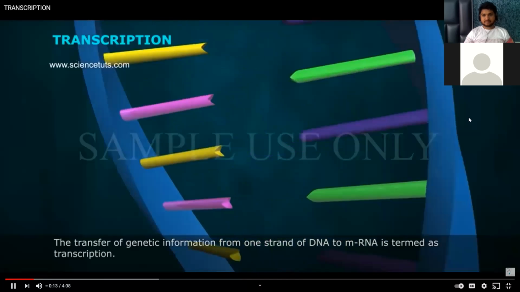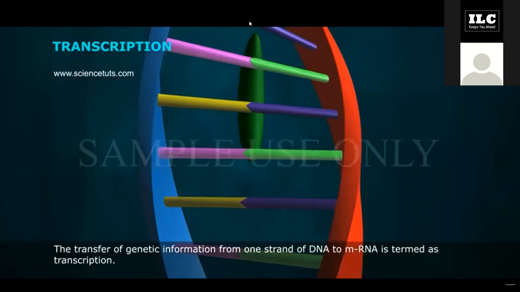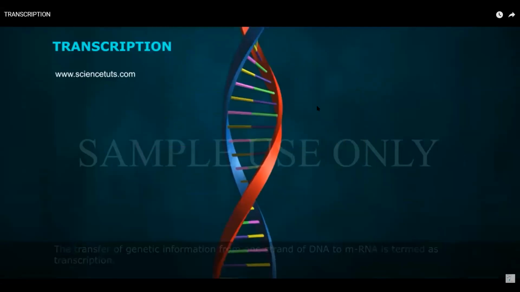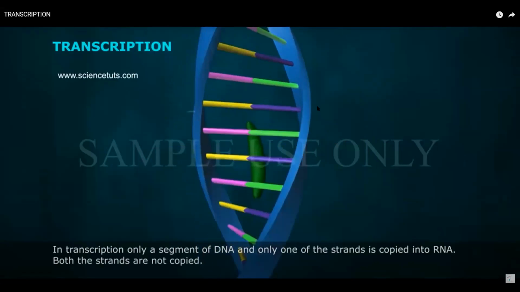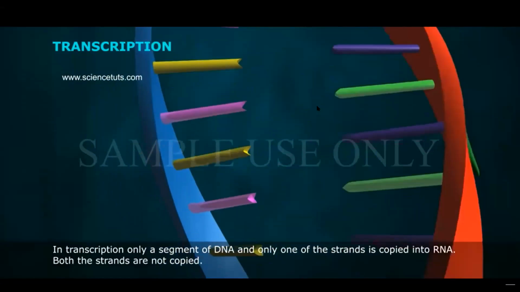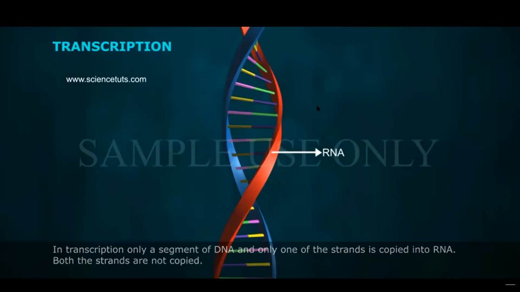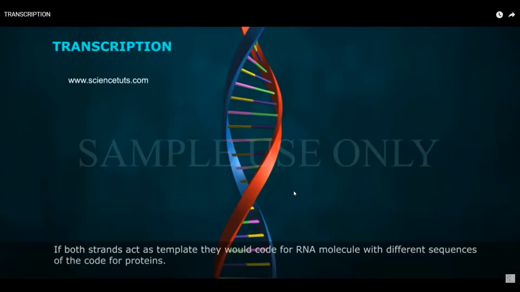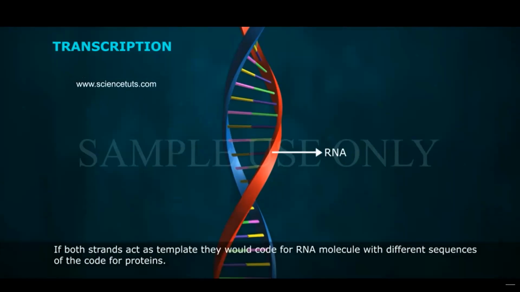Transfer of information from a strand of DNA to mRNA is termed transcription. In transcription, only a segment of DNA and only one of the strands is copied into RNA. Both the strands are not copied. If both strands acted as template, they would code for RNA molecules with different sequences.